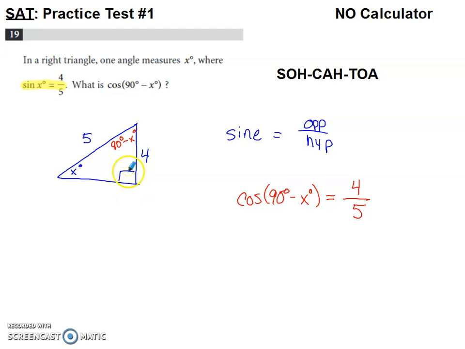So I know that I'm looking for cosine of this angle. Well, from SOHCAHTOA, cosine is adjacent divided by hypotenuse. Adjacent to this angle right here is 4. Hypotenuse of the triangle is 5. So we get the same answer for cosine of 90 minus x as we do for sine of x.